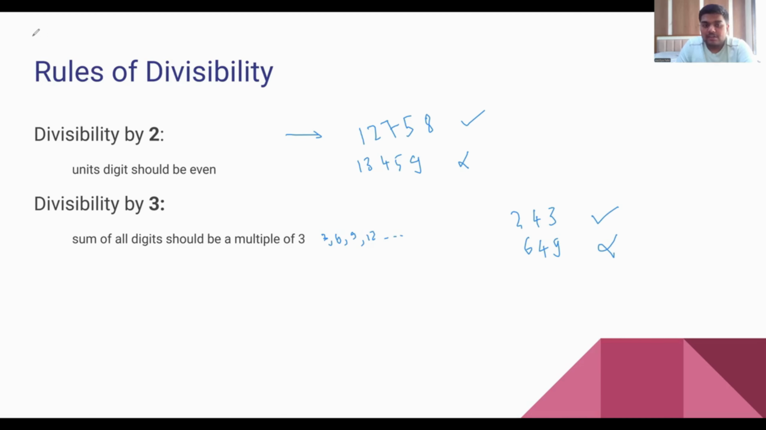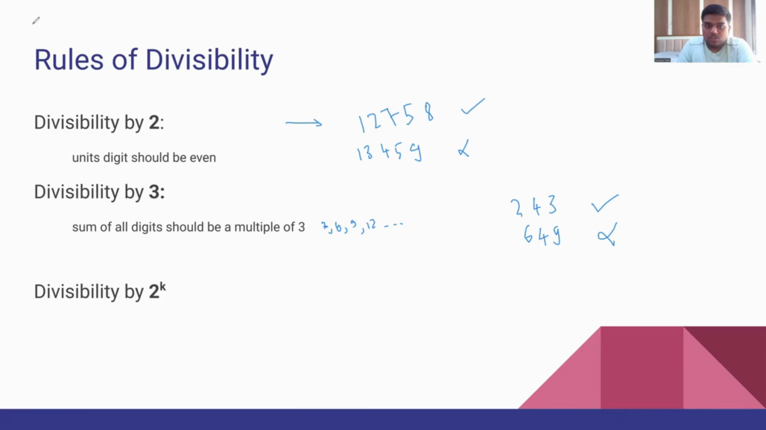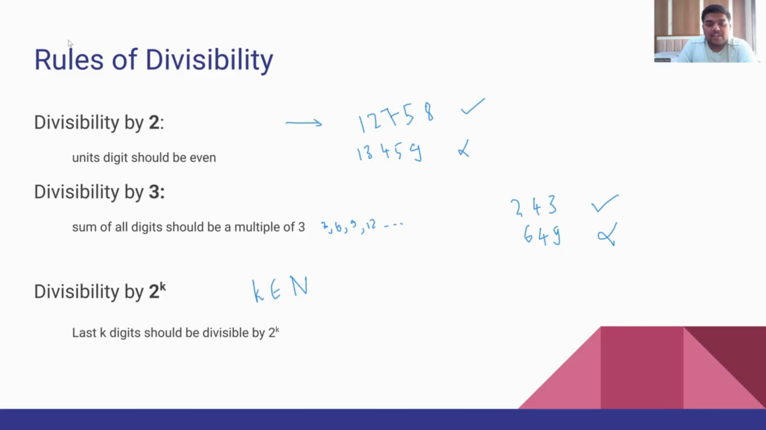Now let us look at divisibility by 2 to the power k. We have already looked at divisibility by 2. In the case of divisibility by 2 to the power k, wherein k belongs to the set of natural numbers, the last k digits should be divisible by 2 to the power k.